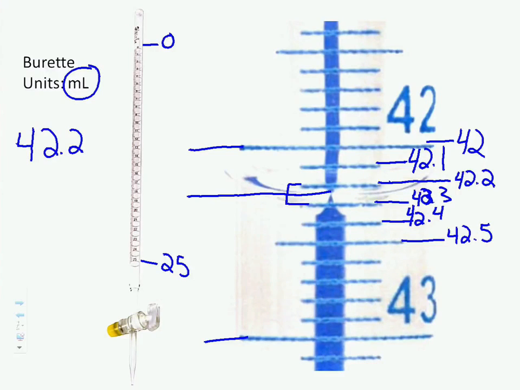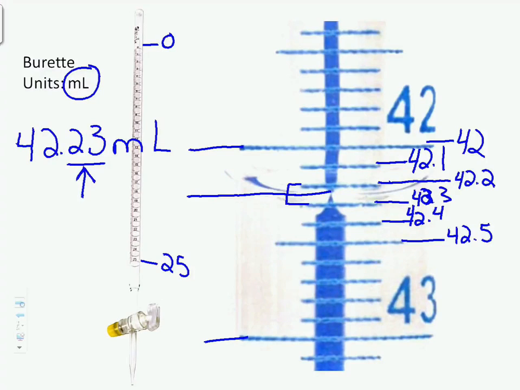So 42.2, is that my answer? No. We have to have one number that is a guess. So 42 point looks like about 3 to me. And then you also have to make sure to write your units. On this one, I would say 42.22 milliliters. 42.25 or 26 milliliters would actually be acceptable as well. But the main thing you want to notice is how many decimal places are being reported in your answer.